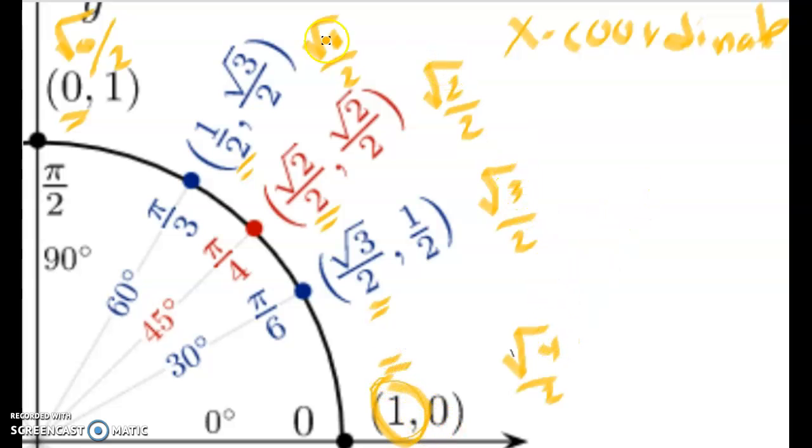Four, 3, 2, 1, 0. Square root of each of those in the numerator, divide by 2 in the denominator. And then to get the y, you just go the other direction. This is square root 0, square root 1, 2, 3, 4, all over 2. So hopefully that's an easy memory aid for you to use.